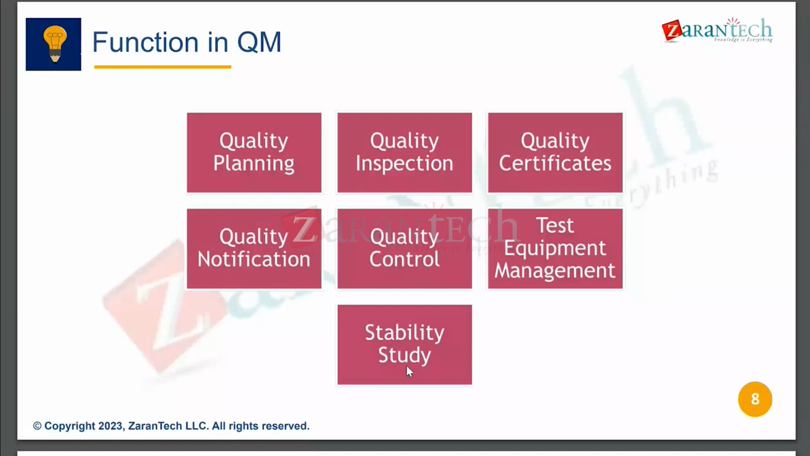Quality control. Quality control will have some data. Based on the quality data, you can have reports and all. For a material, what is the rejection rate, what is the acceptance rate, and you'll have some charts you can see, and for a particular characteristic if you want the trend, that kind of data you can see in quality control. Then test equipment management, where majorly we'll do the calibration activities.